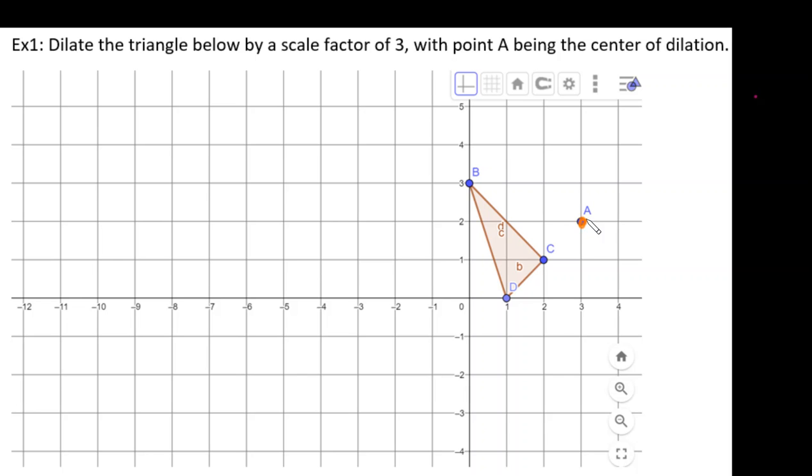So here we have this point A. It says we want to dilate the triangle below, so this triangle here, BCD, by a scale factor of 3, with point A being the center of dilation.